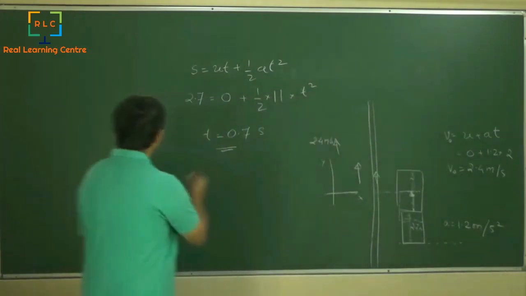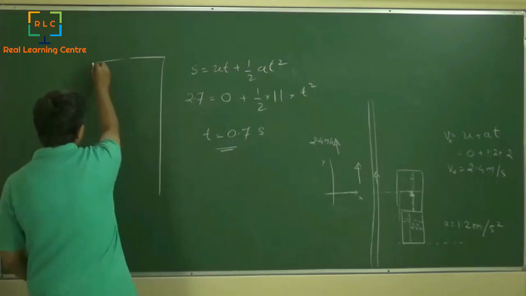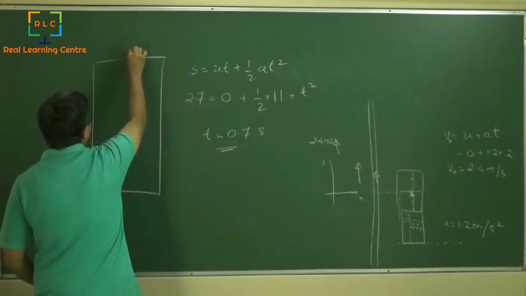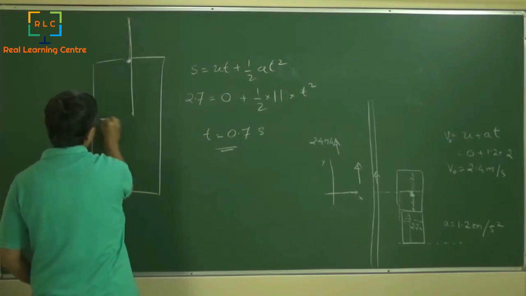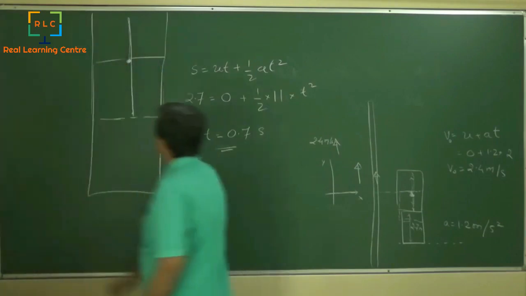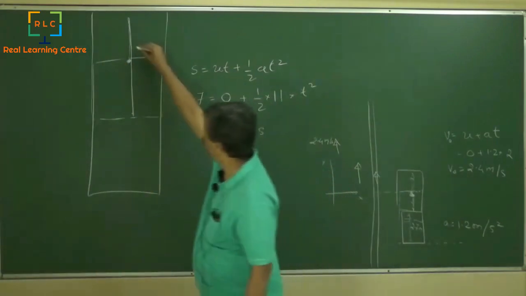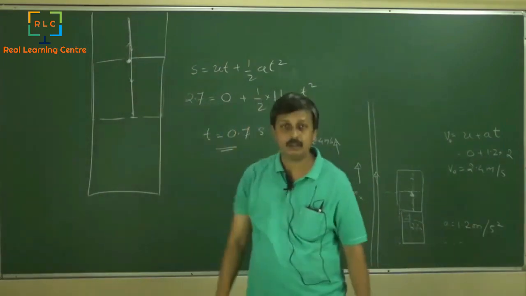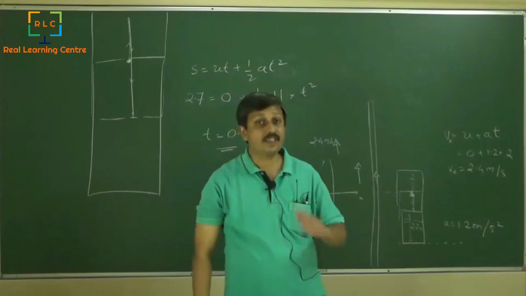If I draw it in a big way, from here it was there, it went up like this and came back like this, and by then the lift floor would have come here. This is how it actually goes. It goes up, comes down and hits the floor. Do you agree with this?